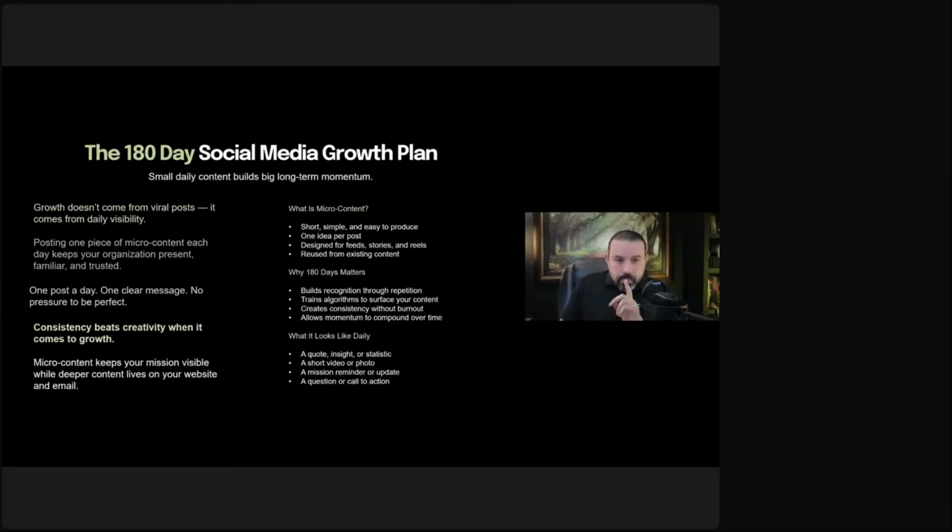So growth doesn't come from viral posts, okay? Very few posts comparatively ever go viral. Viral means that it goes crazy, right? Millions of people are viewing it. Very few of those do. It's a very small percentage, minuscule percentage. Posting one piece of micro content each day keeps your organization present, familiar, and trusted. What we're looking for is not a million views. We're looking for 100 to 200 to 300 views, but consistently.